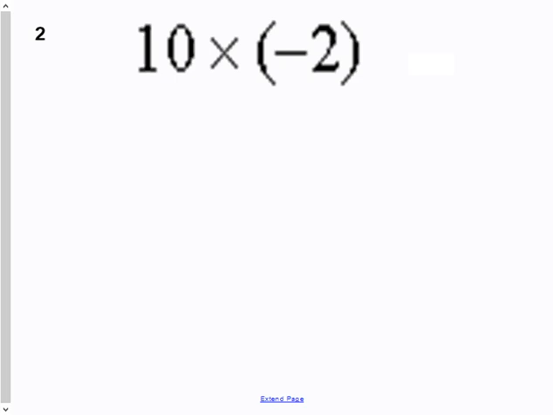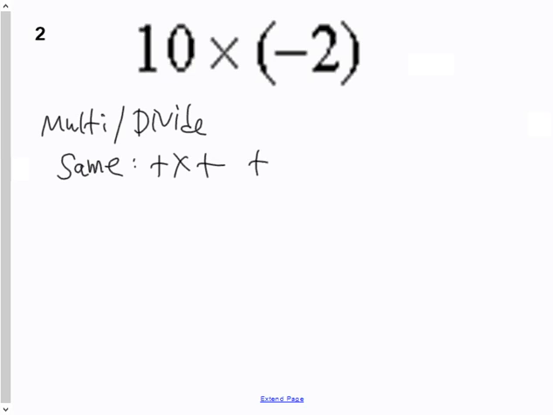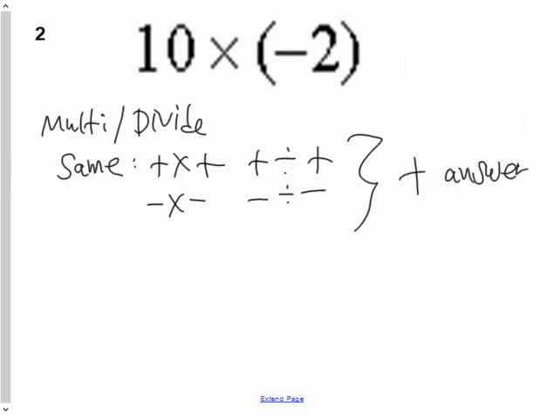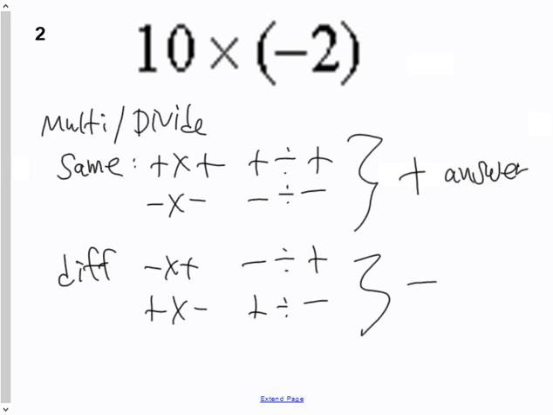Okay, so those rules I was talking about before, when you are multiplying or dividing the same signs, like a positive times a positive, or a positive divided by a positive, or a negative times a negative, or a negative divided by a negative, in all of those cases, you will always end up with a positive answer. Remember that? And if you do the opposite, like a positive times a negative, etc., when the signs are different, you will always end up with a negative answer.